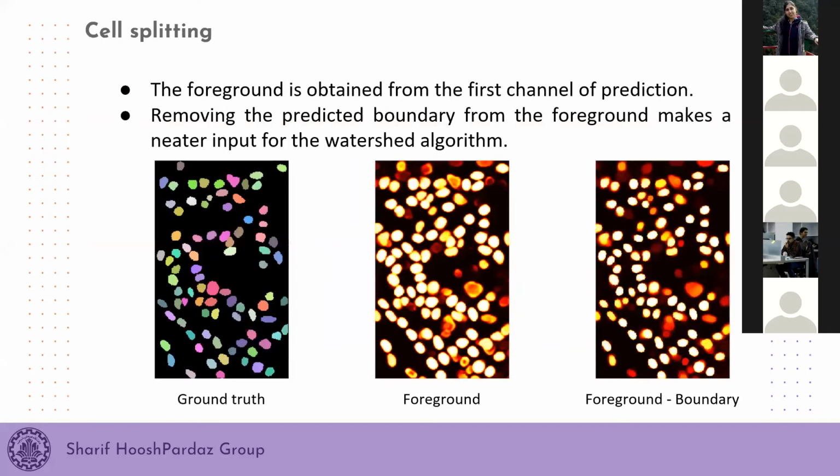So for cell splitting, we did this. The first channel of prediction is the probability of background. So obviously 1 minus this channel gives the probability of foreground. Also, the boundary channel in the prediction helps us sharpen this foreground and create a neater input for the next step. As you can see, the boundary removing converts the image in the center of this slide to the image on the right side, in which the cells are better split. And finally, we used a watershed algorithm and morphological operations, such as opening, to separate the cells.